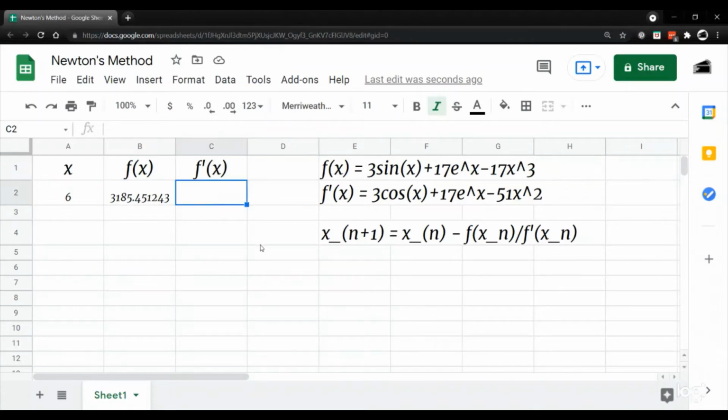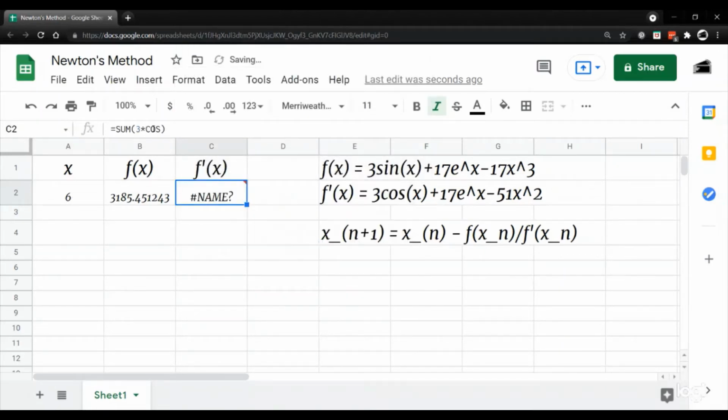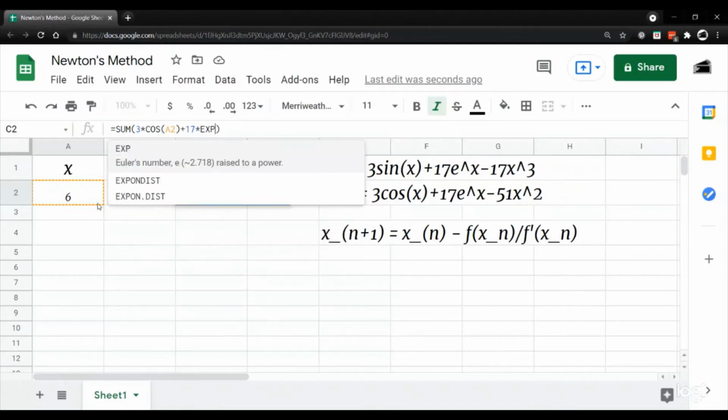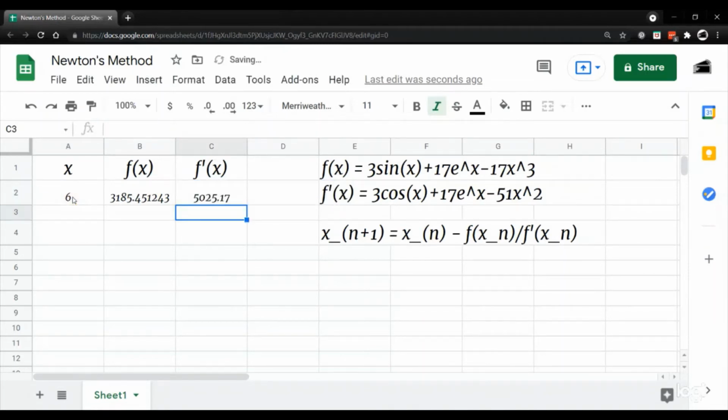And then we can do the same thing for f prime. So this is going to be equal to the sum of 3 times cosine of x, plus 17 times the exponent of this, and then we have minus 51 times x squared. And there is our derivative at x.